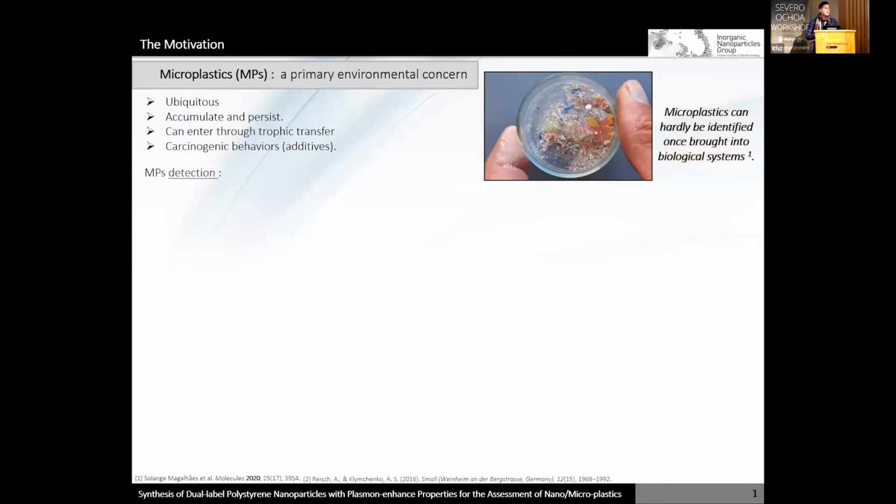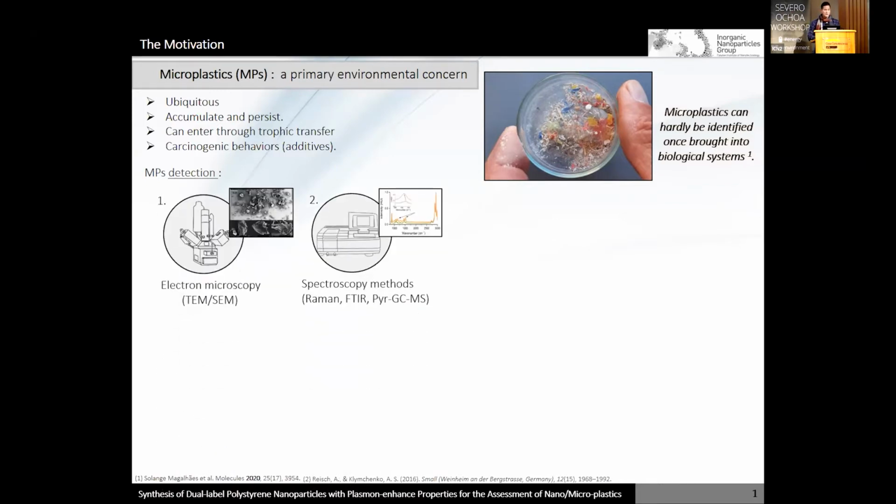Nowadays, microplastics are a primary environmental concern because they are everywhere: in the food, in the environment, in the water. They are very resistant to degradation and can enter our bodies through the food chain, and the additives and monomers from which these microplastics are prepared are toxic. That is why reliable detection of microplastics is essential for a good evaluation.